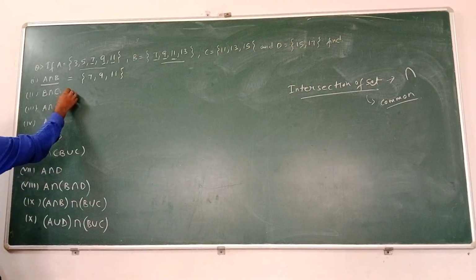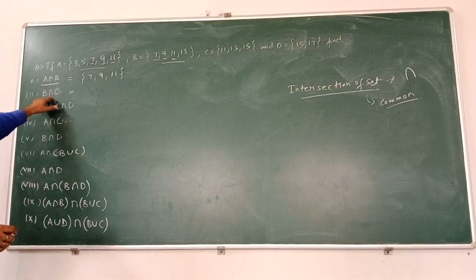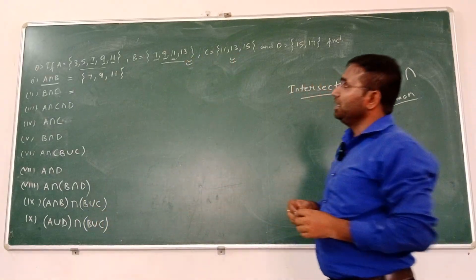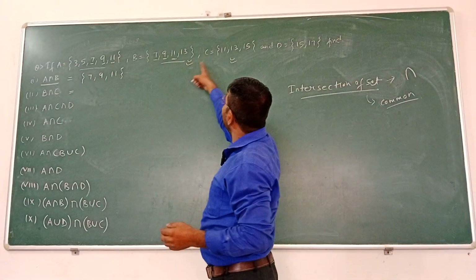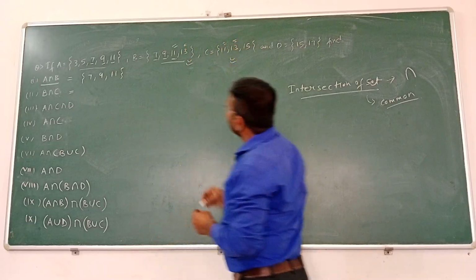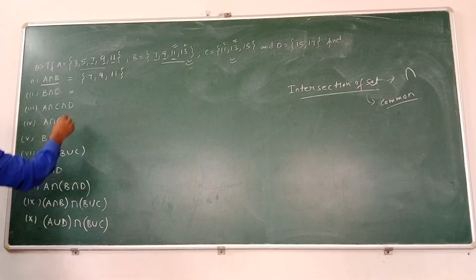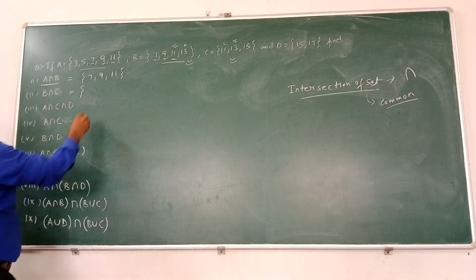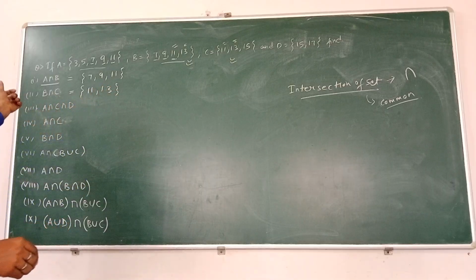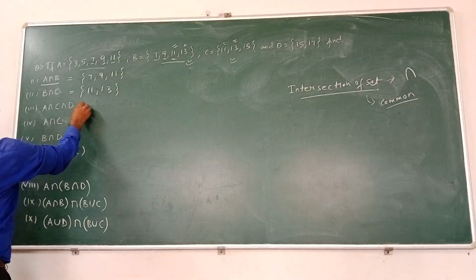Now see the second one: B intersection C. You have to see the common elements in B and C. In B and C, the common elements are 11 and 13. So the intersection of B and C will be 11, 13, because 11 and 13 are common in both.